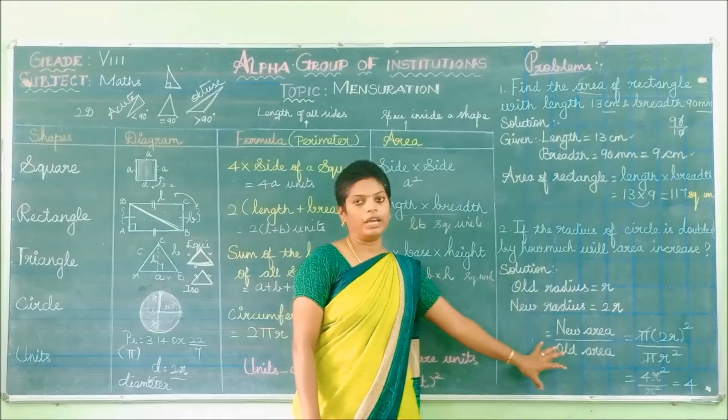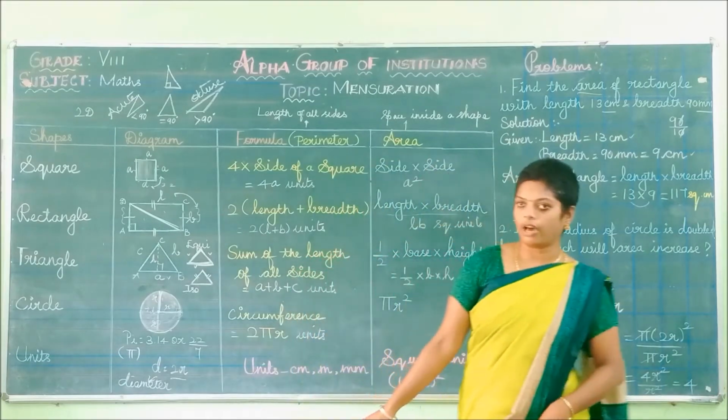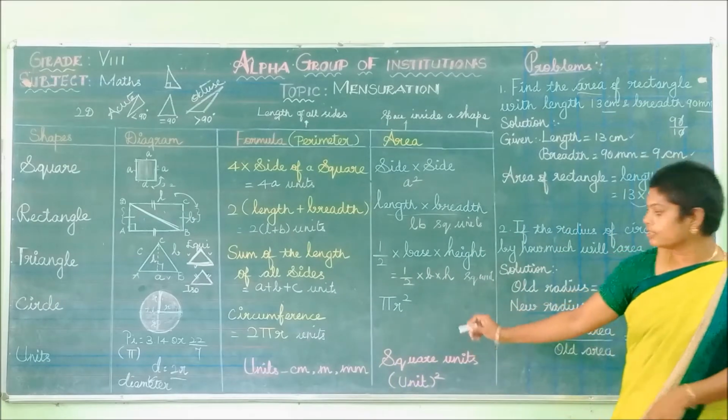Now we are going to find the area value. What is the area formula for that? Pi r square, in square units.